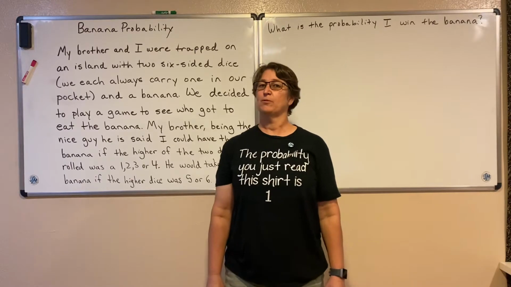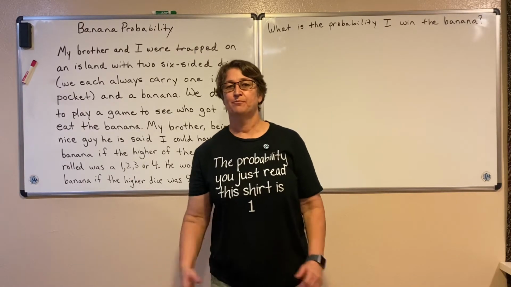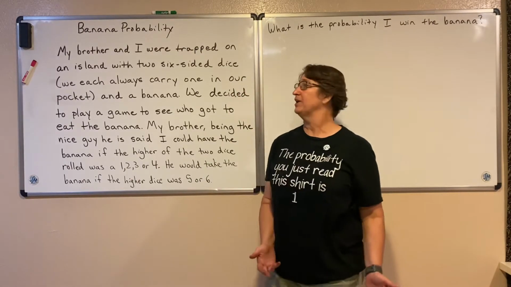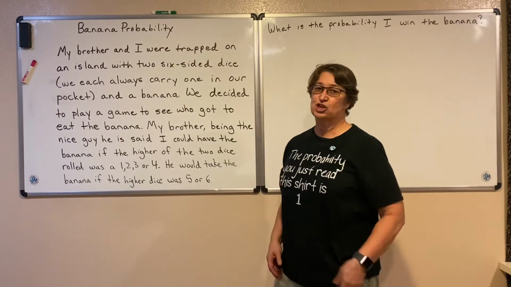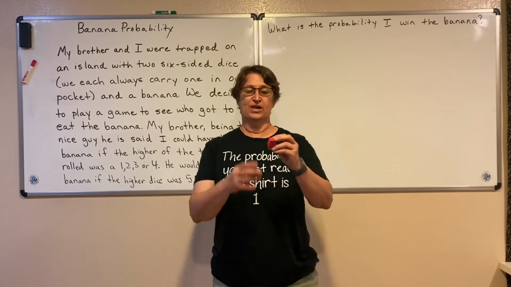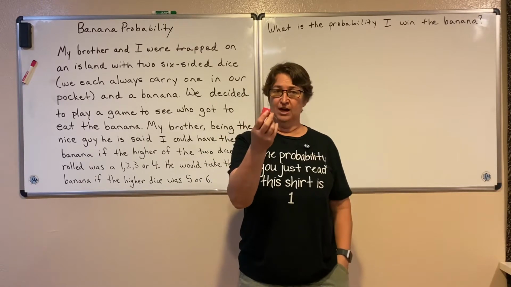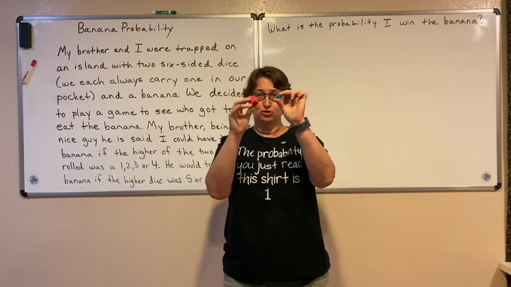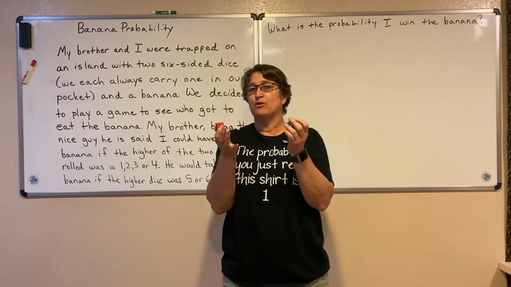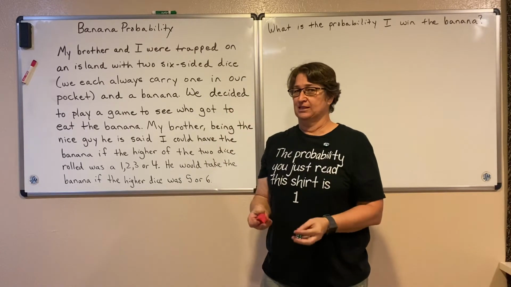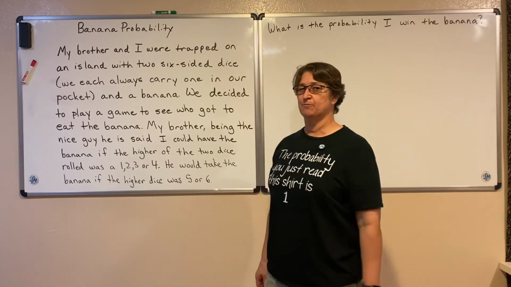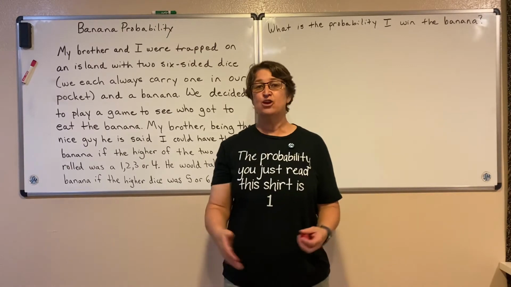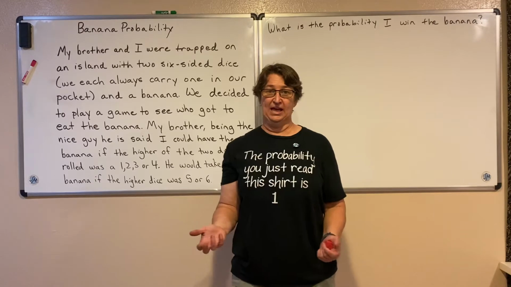Let's find the probability of this problem. So my brother and I were trapped on an island, and we each have a six-sided die that we carry around in our pocket at all times. So we had two six-sided dice, and we found a banana on the island. And we were trying to decide who was going to get to eat the banana.